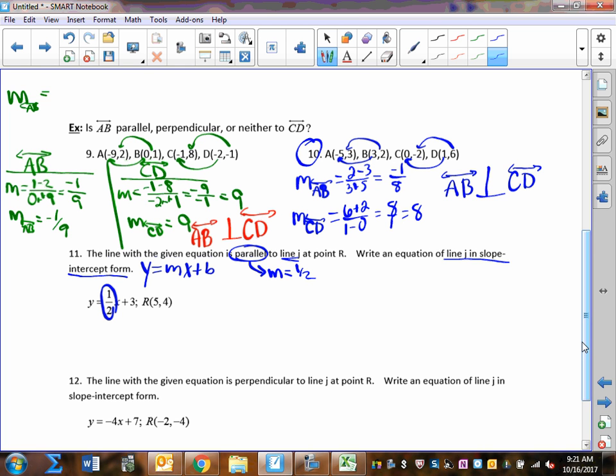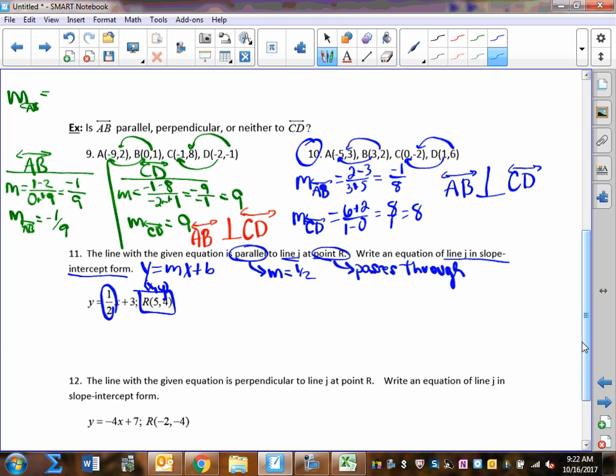Alright, and it says it's parallel to line J at the point R, which means it passes through point R. Sometimes you'll see it says that it passes through point R. So if it's parallel to it at that point or passes through that point, would you agree that's a point that's on the line? Yeah, so we're going to be using this point. This is my x, y on the line, and we have this slope here.